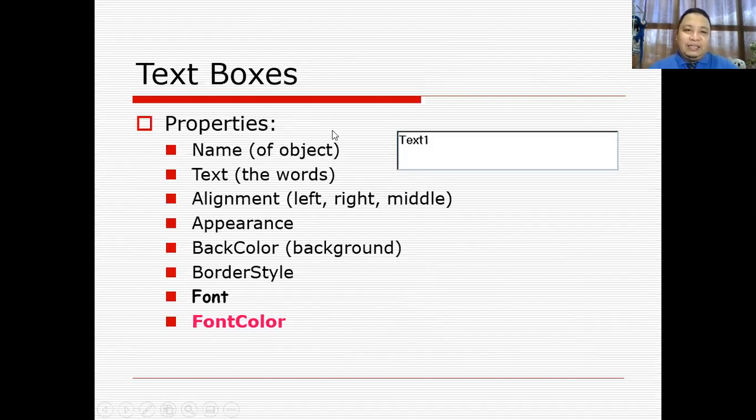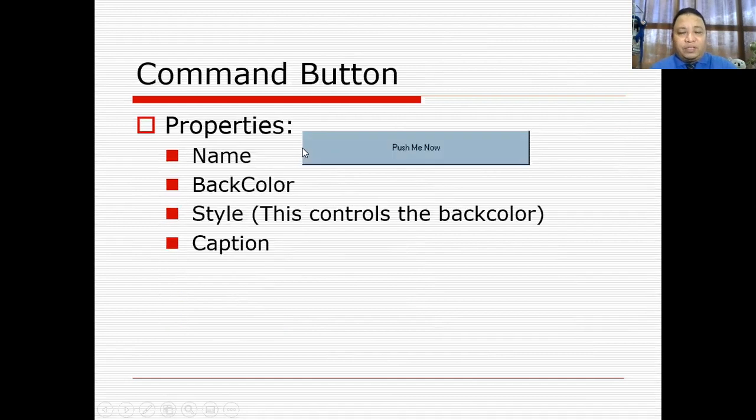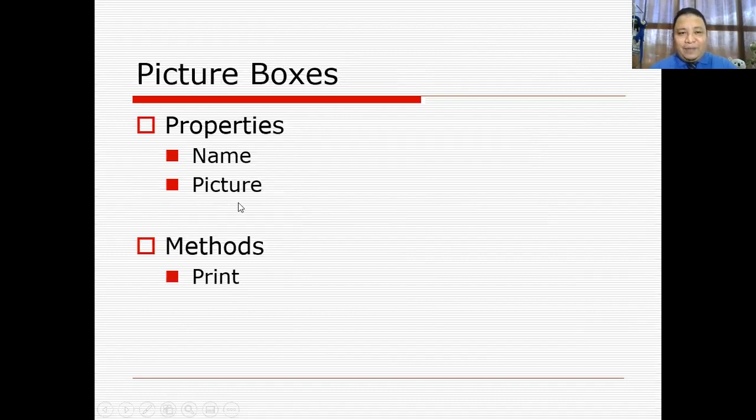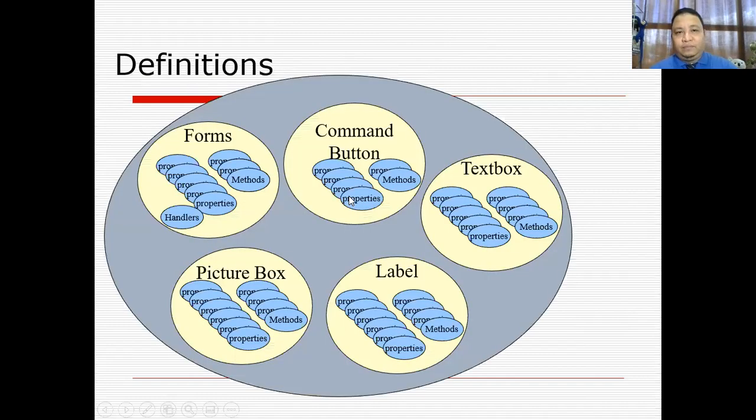For text boxes, the properties are the name of the object, the text, and the alignment: your text could be at the center, left, right, or middle. You can also change the appearance: the background color, the border style, the font, and the font color. In a command button, you can change the name, back color, style, and also the caption. For picture boxes, you can edit the name and picture, and there is also a method, which is print. So this is our form: the command button, the text box, the picture box, and the label.